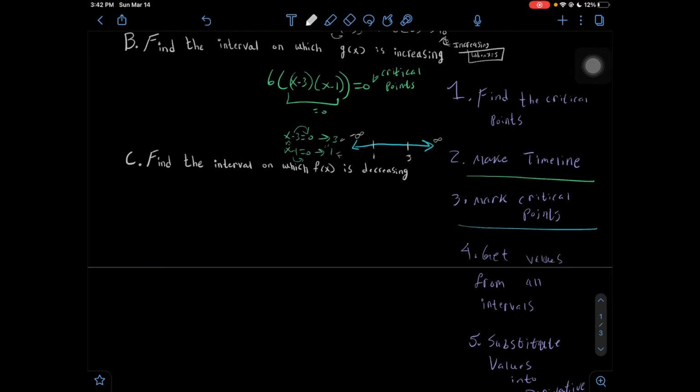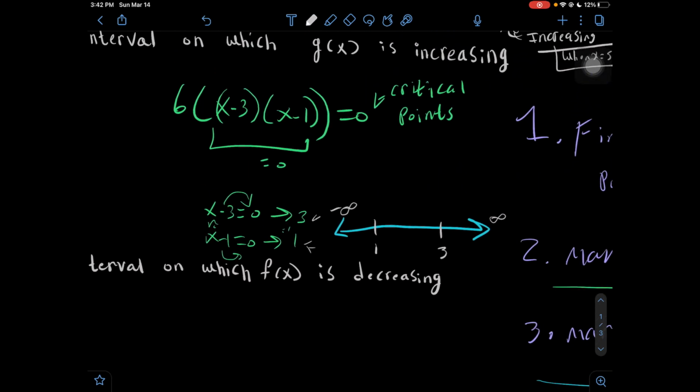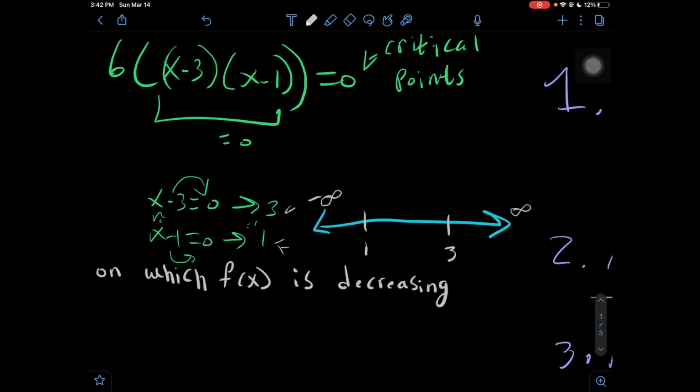Step 4 says to get values from all intervals. We have an interval from negative infinity to 1, an interval from 1 to 3, and an interval from 3 to positive infinity. So you want to get some value that falls within each of these intervals. Between negative infinity and 1, let's say we chose negative 3. For our second interval, let's say we chose 2. And for our third one, from 3 to infinity, let's say we went with 5.